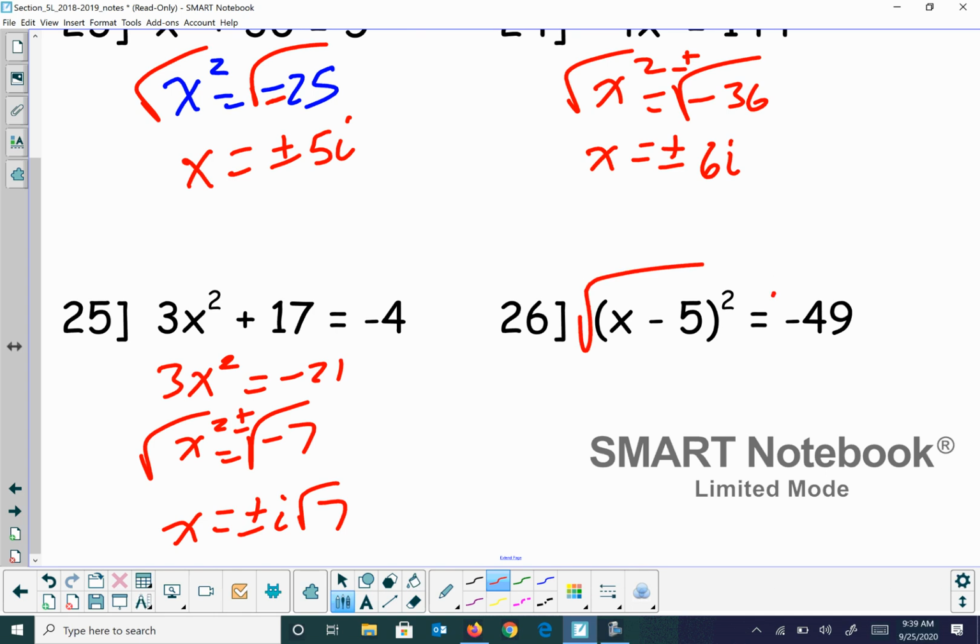Next one, take the square root of both sides. So x minus 5 equals plus or minus 7i. Add 5 to both sides. Get that for an answer.